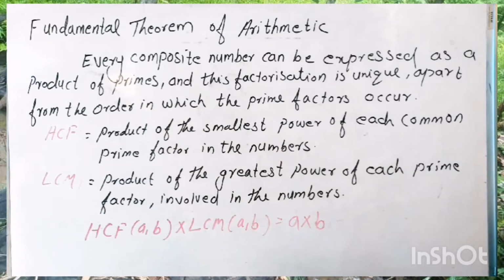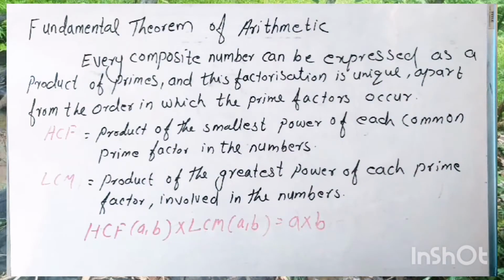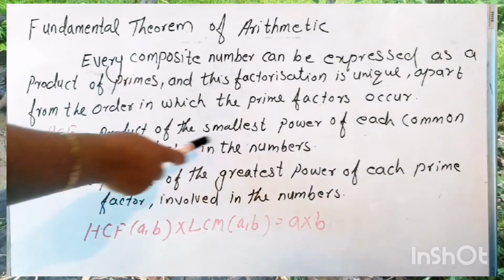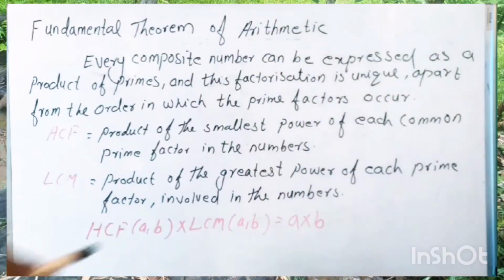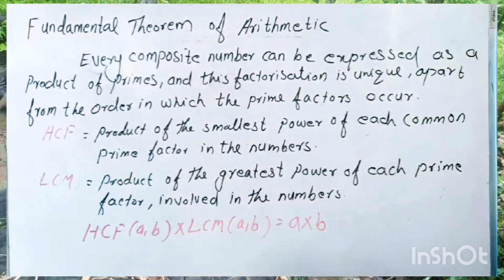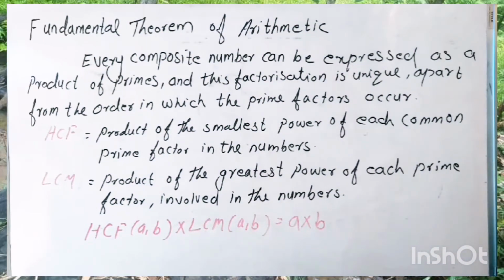If we have the prime factorization, meaning if we write a number as the product of prime numbers, then we can find the HCF and LCM of two numbers, or 3 numbers, that is up to your question. So HCF is actually the product of the smallest power of each common prime factor in the numbers. If you want to find out HCF, just write the common prime factors.